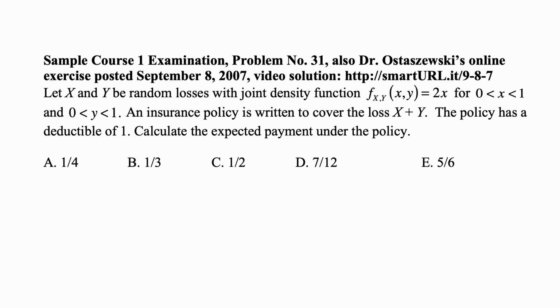Here's a problem for today. For exam P, let x and y be random losses with joint density function f sub xy of xy equal to 2x for x between 0 and 1 and y between 0 and 1. An insurance policy is written to cover the loss x plus y. The policy has a deductible of 1. Calculate the expected payment under the policy.